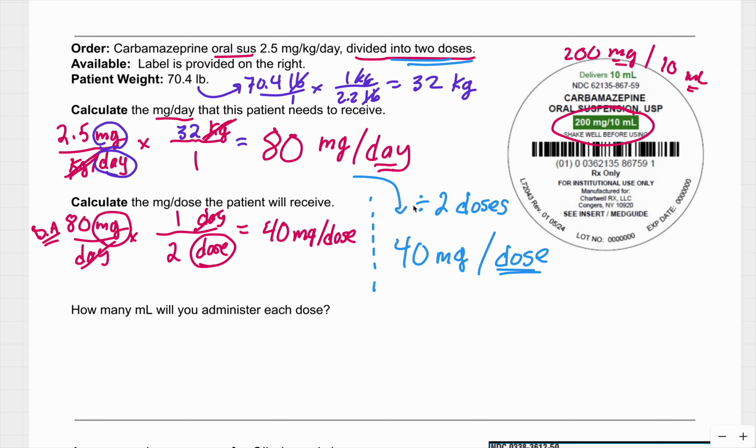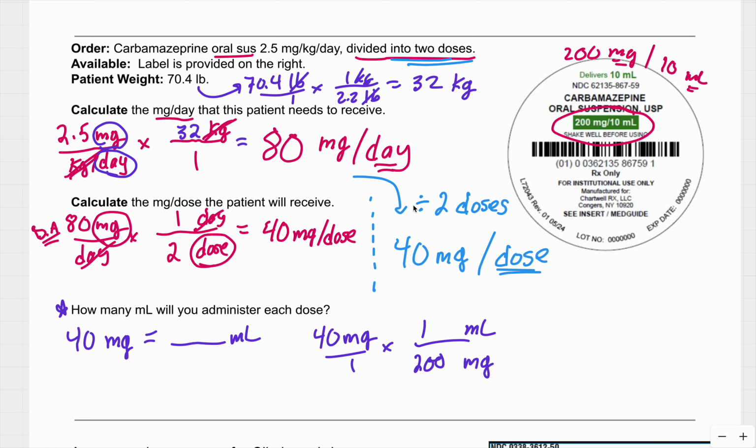And now the final part is to figure out how much medication that is. So how much are we actually going to prepare? How much are we going to give them each time we give a dose? So I have to turn 40 milligrams into an equivalent number of milliliters. That's what I need to do with this calculation. And I can only do that using the strength of the medication provided. The strength of the medication is going to help me convert those milligrams into milliliters. There are 200 milligrams in 10 mLs.